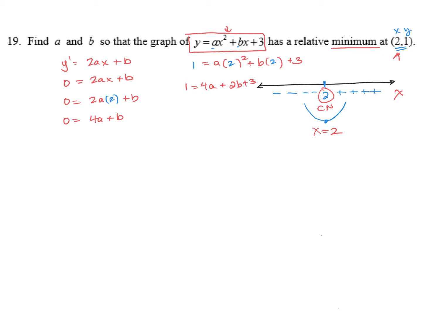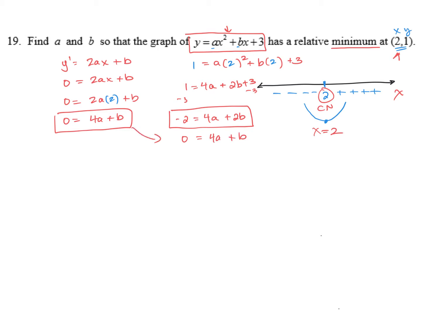And if we want to simplify a little bit more, we can subtract 3 from both sides. And so we have negative 2 equals 4a plus 2b. So at this point, we have 2 unknowns and 2 different equations. When we have that, we can just do a system of equations. So I'm just going to pull this one over here. 0 equals 4a plus b.